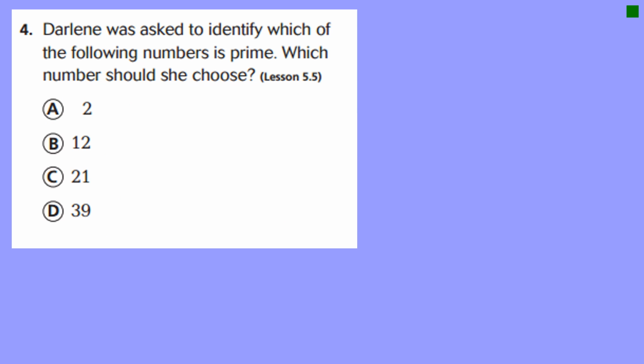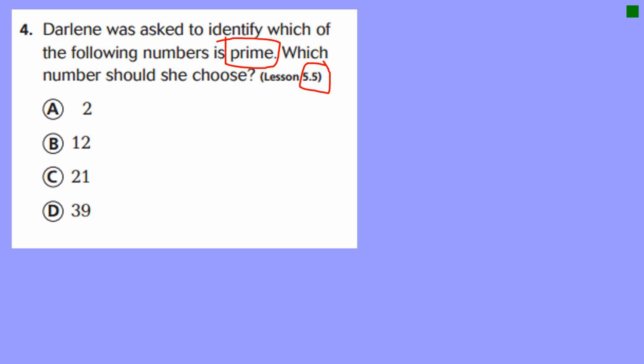All right, here we are down at the review. This is chapter 5, lesson 5. Darlene was asked to identify which of the following numbers is prime. Which number should she choose? Which of the following is prime?